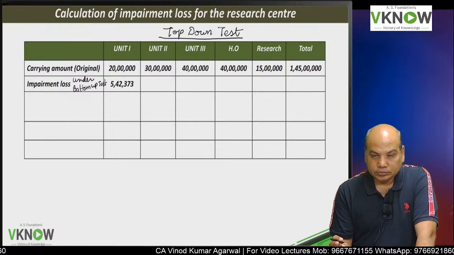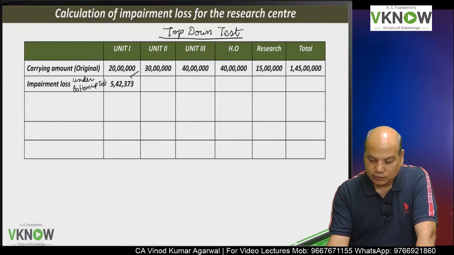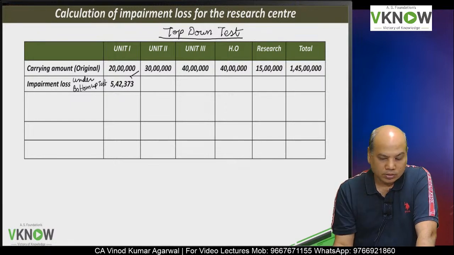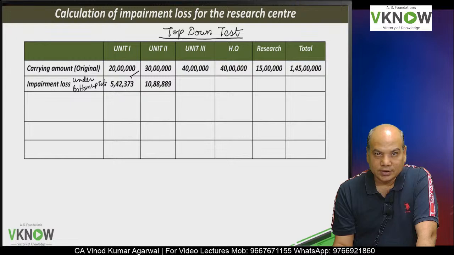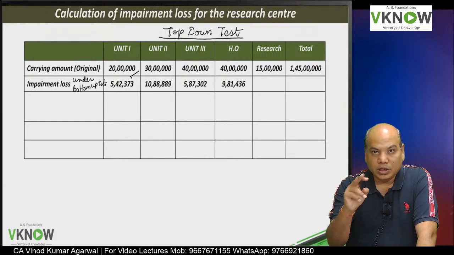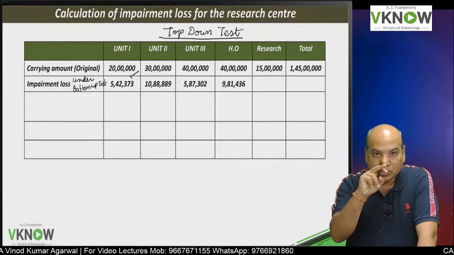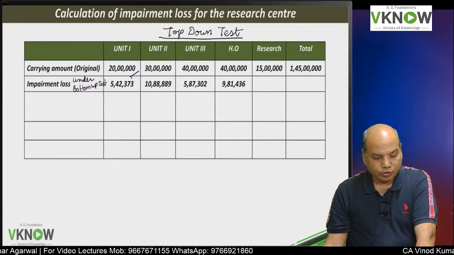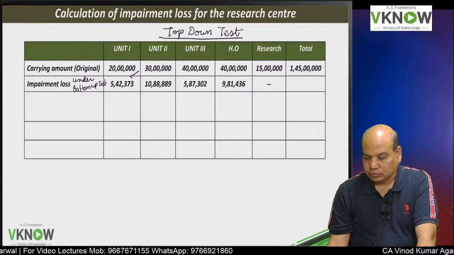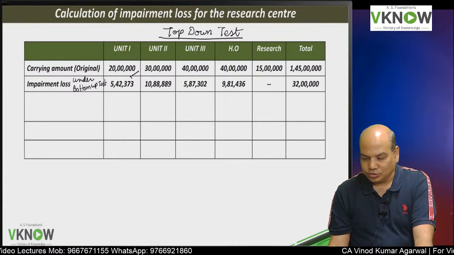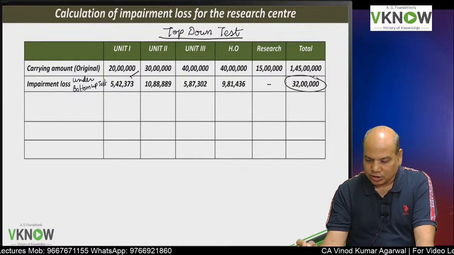Unit 1, 542,373. You will find it in the second line of the previous table, unit 1. Unit 2, you can see the previous table. Unit 3, second line, third column. And head office building, first line, total column, from the previous working note: 981,436. Research we have not yet provided. Total 32 lakh. You can check this there also.